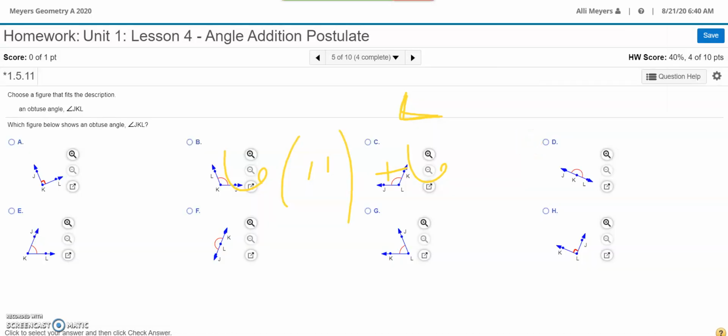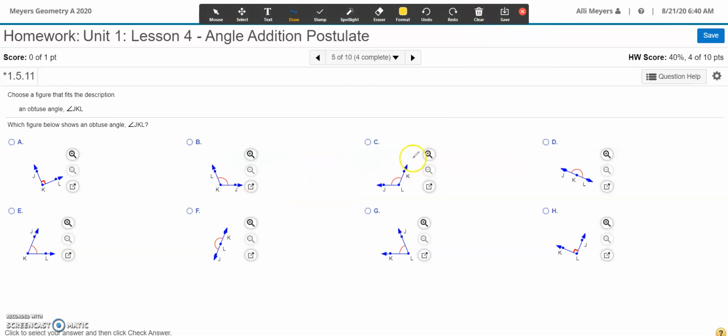All right, number 5. A lot of choices here. Choose a figure that fits the description. It has to be an obtuse angle, so that's between 90 and 180. And it has to be angle JKL. So the middle letter is the vertex, K.